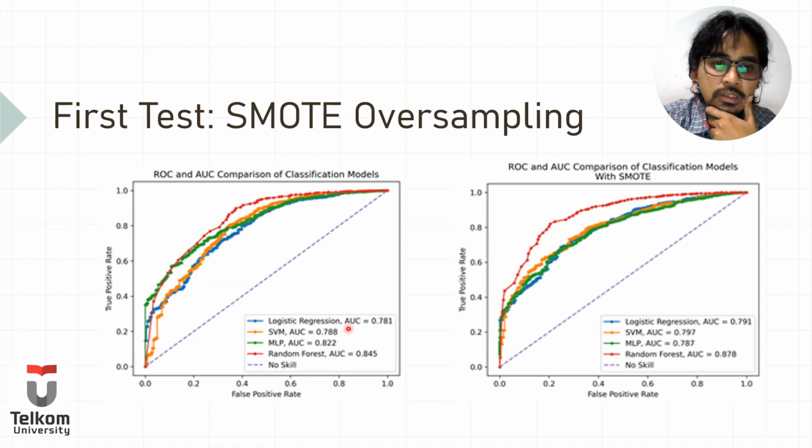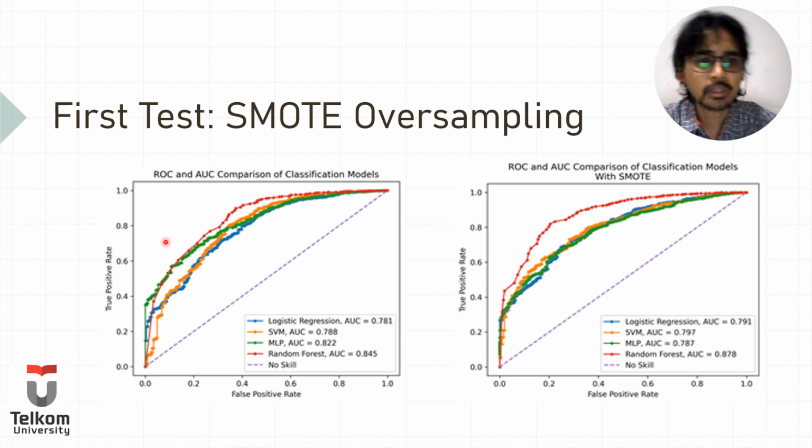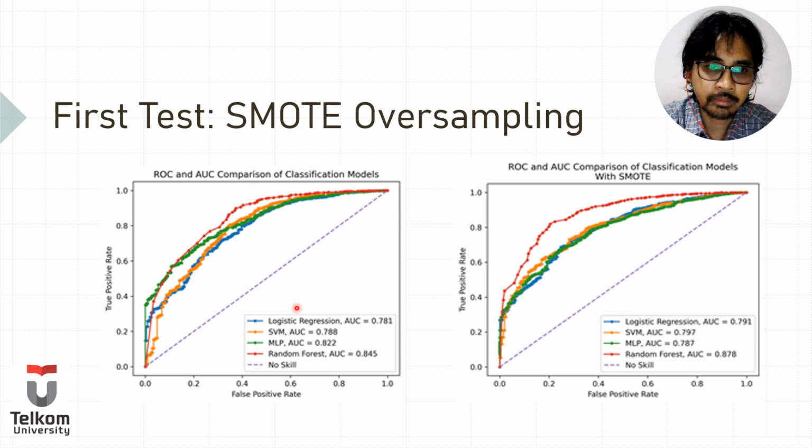And this is the result of our first test, which is the implementation of SMOTE and the machine learning models. We cannot measure the machine learning models with accuracy because it does not describe the performance of a model when it is going through an imbalance problem. Here we use ROC to compare the performance.